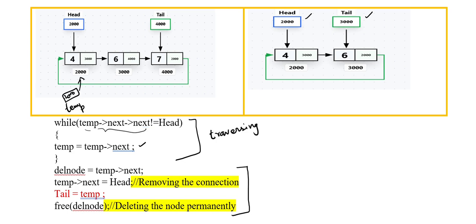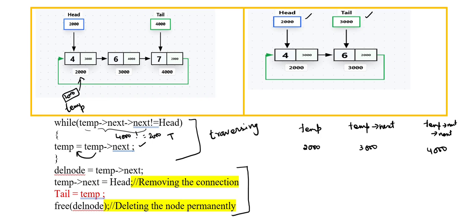Now the condition: temp of next not equal to head. Currently the temp value is 2000. Temp of next, 2000's next is 3000. That is 3000, and 3000's next is 4000. What is the first condition here? If 4000 is not equal to the head value 2000. Yes, it is not. 4000 and 2000 are not equal, so the condition is true.